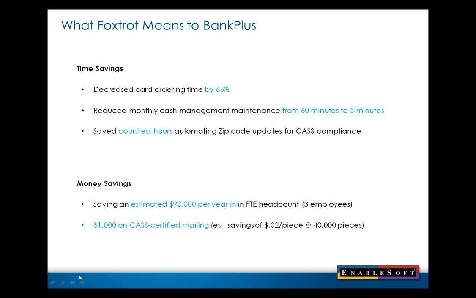All the different Foxtrot jobs that we use on a daily and monthly basis would be equivalent to about 3 employees. And when we started using the CAS certified addresses, we probably saved at least $1,000 a month by having those statements mailed at a cheaper rate.